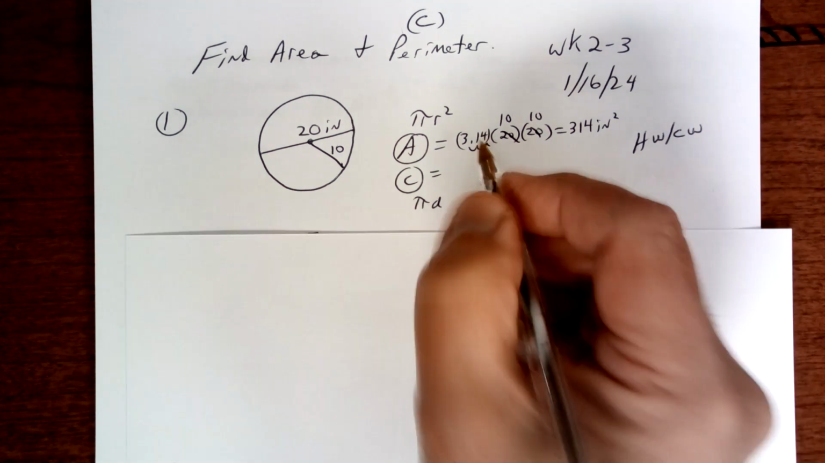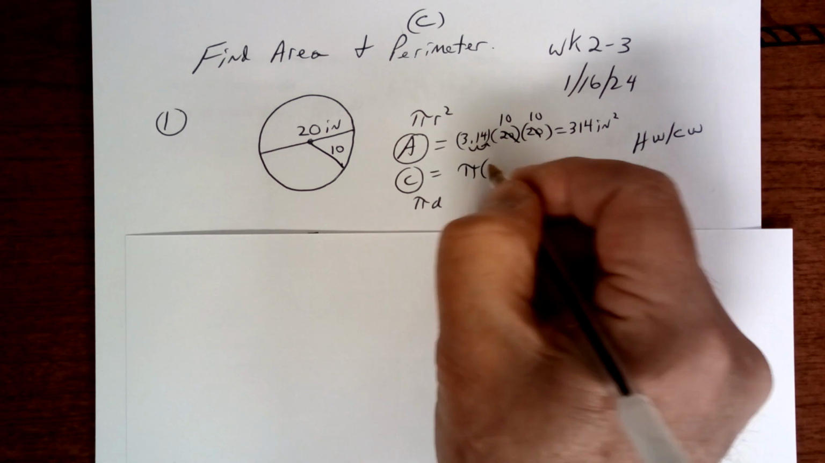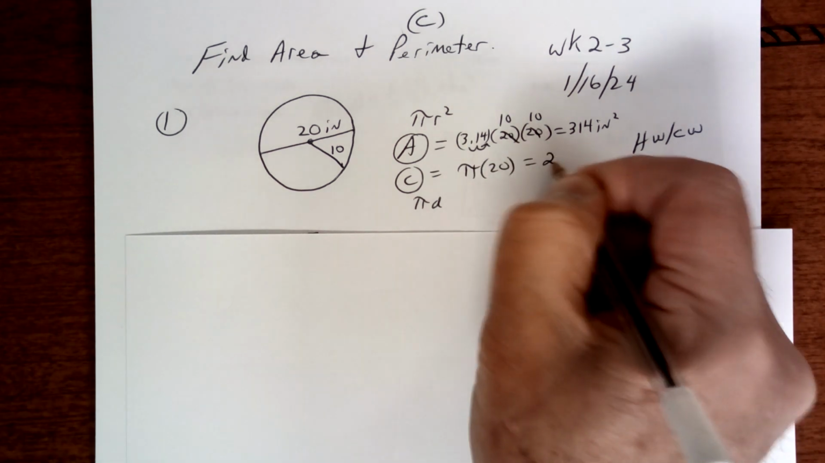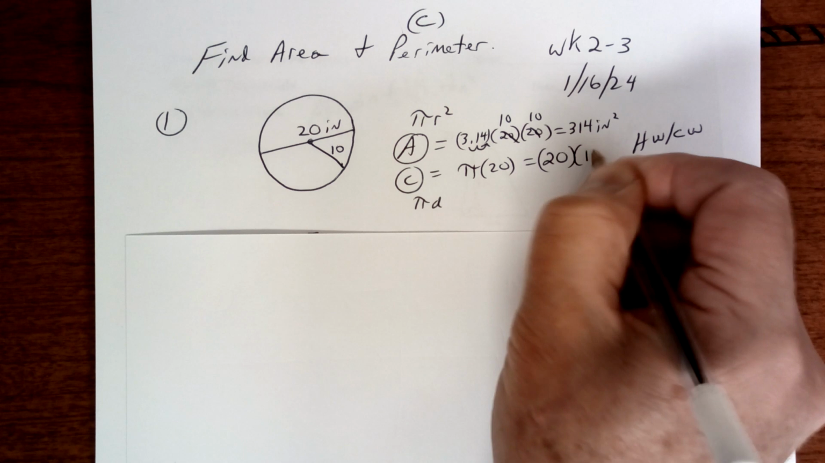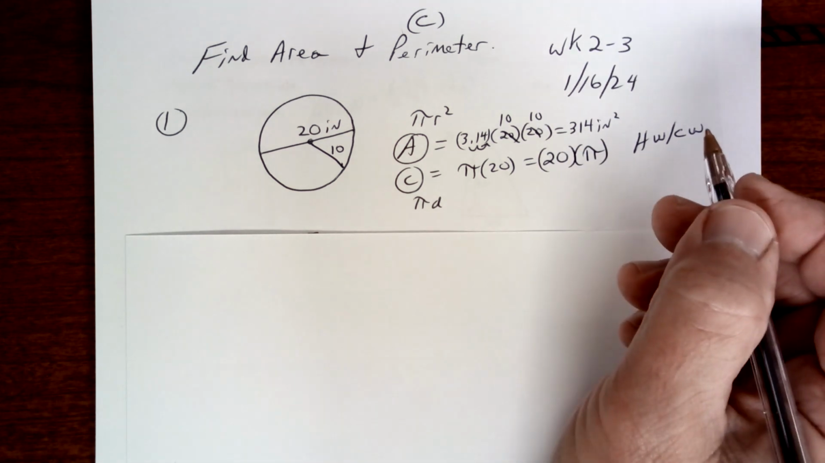Circumference is pi times diameter. I'm going to leave it as pi. The diameter is 20, so the answer is going to be 20 times pi. And that's called in terms of pi. Okay? All right, let's go on.